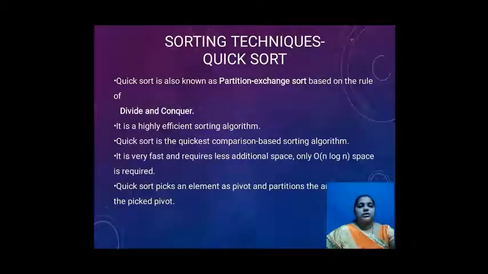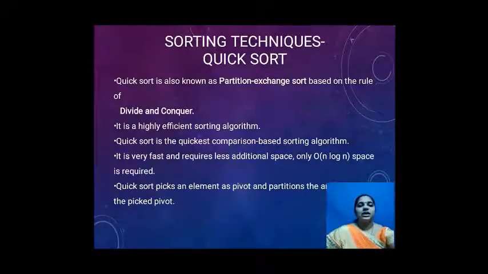As we continue our sorting techniques, quick sort is also known as partition exchange sort, based on the rules of the divide and conquer method. The divide and conquer method is a highly efficient sorting algorithm, which means it is the quickest comparison based sorting algorithm, and it is very fast and requires less additional space, and it picks an element as a pivot element.